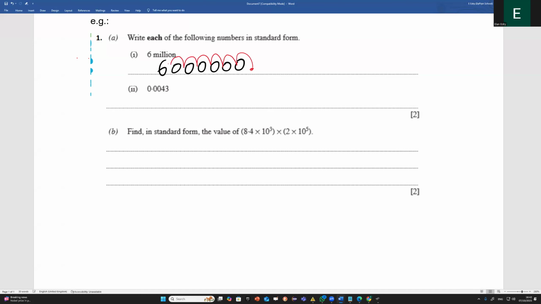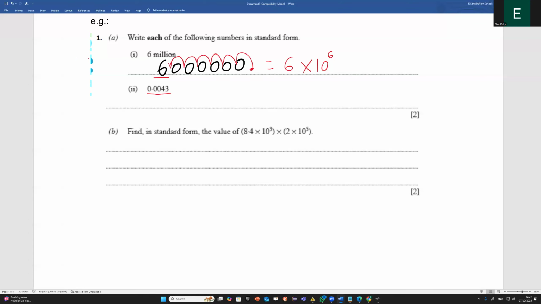Can you see what I'm doing here? I put the decimal in, and I go backwards until I'm after the first significant figure. So it is 6.0, or just 6, times 10, and it's 6 places back. So it's 6 times 10 to the 6.